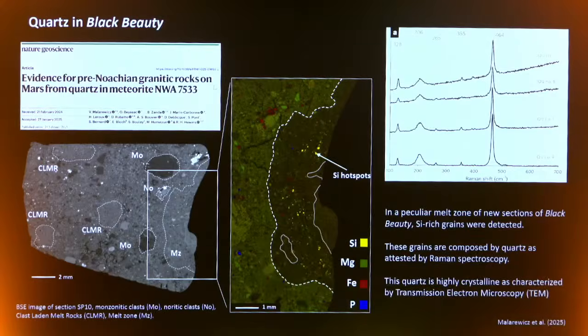So we went to the lab, we did some Raman microspectroscopy, and we were able to show that these grains are composed of quartz. You have the spectra here on the right. We also did some transmission electron microscopy to look at possible shock features in this quartz. We did not find any. So it's really, again, highly crystalline quartz.